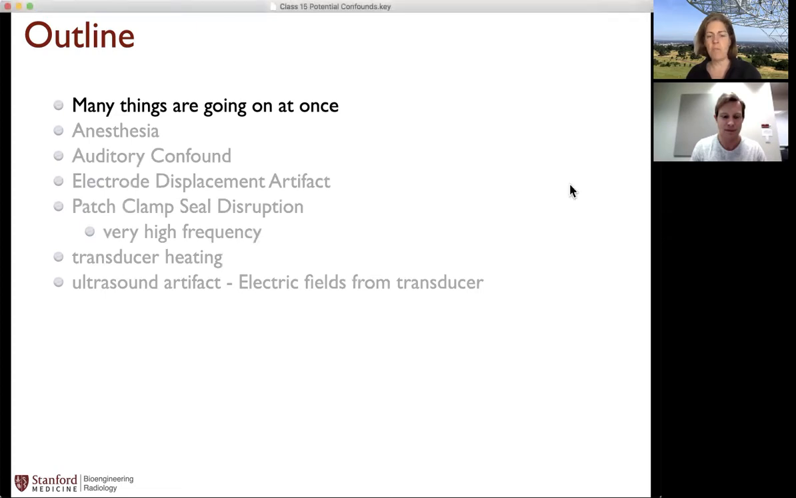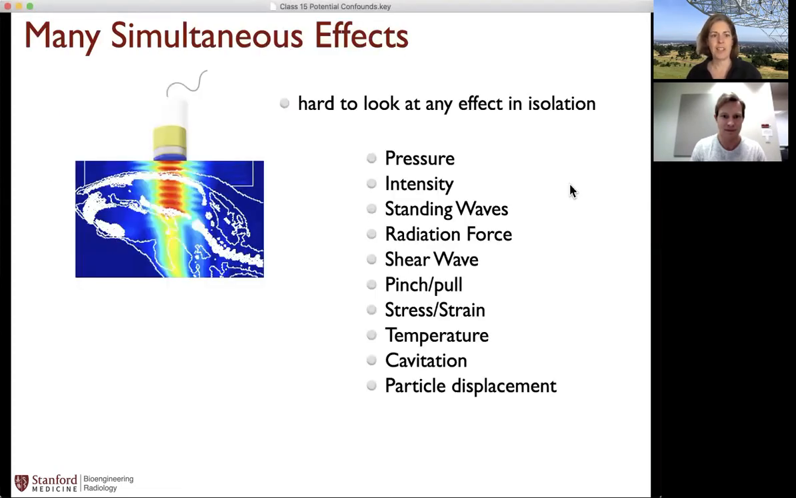All right, so let's start out with the fact that one of the problems here is that there are many things going on at the same time. We've talked about this a couple of times. First of all, we don't really know exactly what the physical effect is that we're particularly interested in, because there's so many things happening. We have pressure waves, and the pressure gives rise to an intensity. There could be standing waves when you're talking about intracranial applications, and that picture shows the standing waves being modeled inside the mouse head.